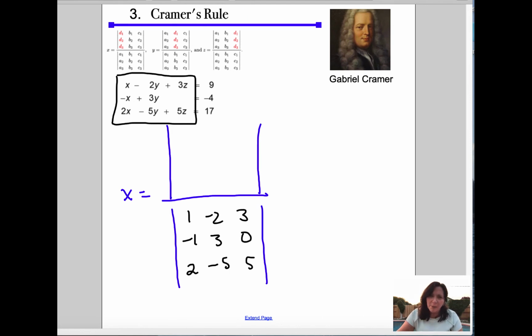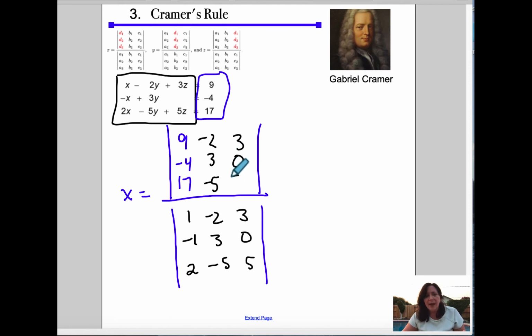Now, for this part up on the top, if I'm solving for x, that value goes right in the x column. Remember, columns go up and down. So we have 9, negative 4, and then 17. And then these numbers actually get brought up, because I'm not solving for those, so they just come up. So we're going to go negative 2, 3, and then negative 5. These just come straight up. So then we have 3, 0, and then 5.